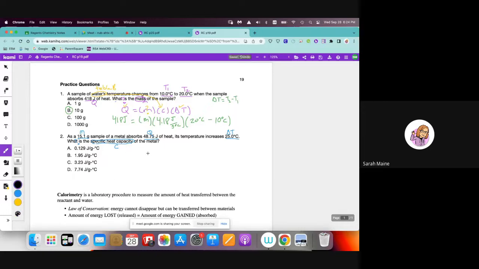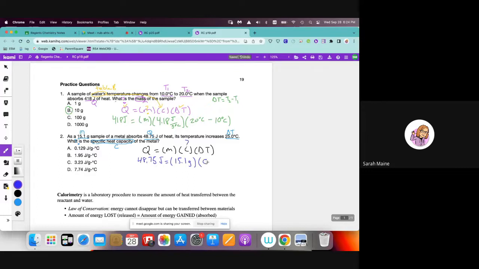So I have my equation. It's still Q equals M times C times delta T. Now I'm just going to replace each variable with the provided value. So in the position of Q, I'm going to replace it with 48.75 joules equals now M's value, which is 15.1 grams. C, this is my unknown.